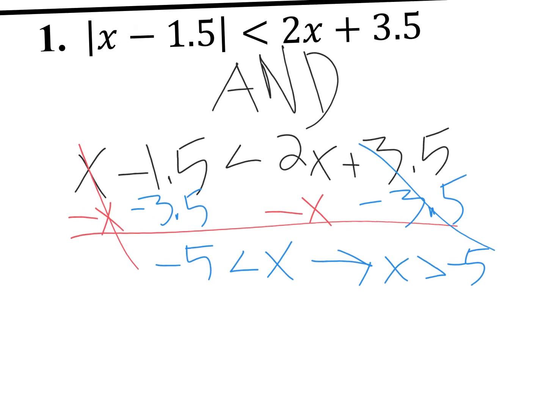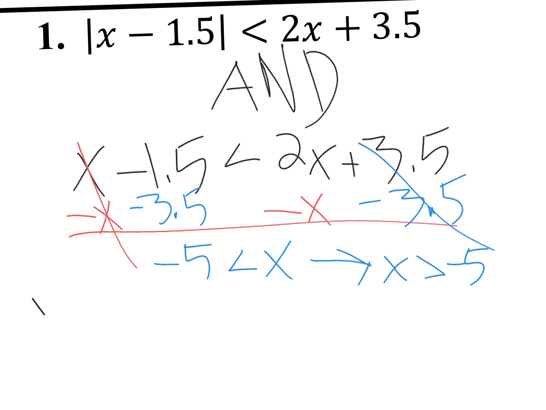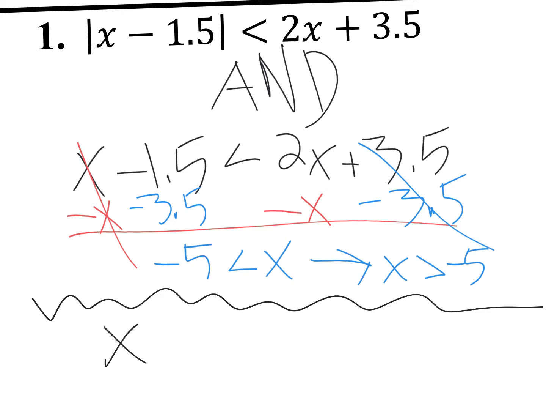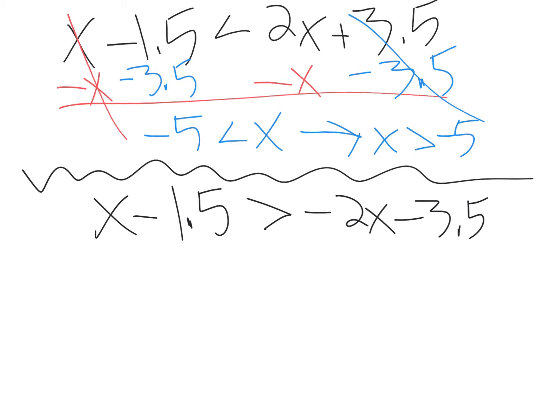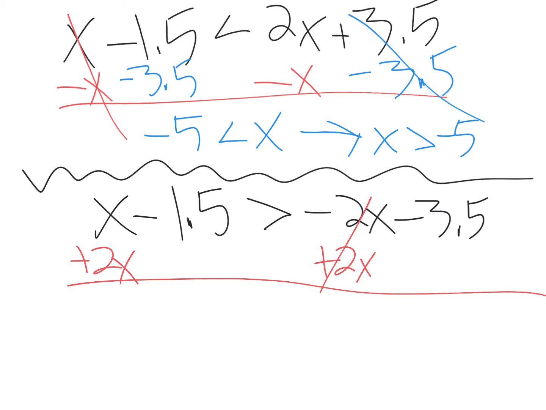All right, so now I need to flip the signs and solve it again. And so I'm going to flip the signs on the non-absolute value side. So I'm going to keep x minus 1.5. You have to change the inequality sign, so it's less than, now it's greater than. And so now I have negative 2x minus 3.5. And so we're going to get all our x's on one side. Since this 2x is negative, I'm going to plus it over to my left-hand side, and I can also add 1.5 over to the right-hand side.